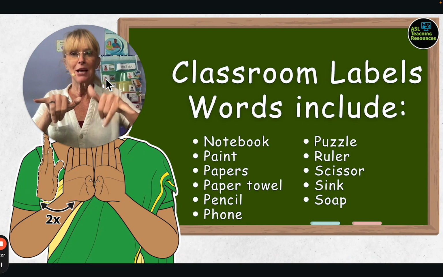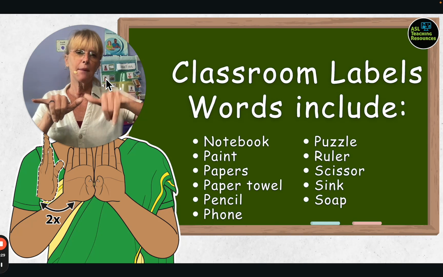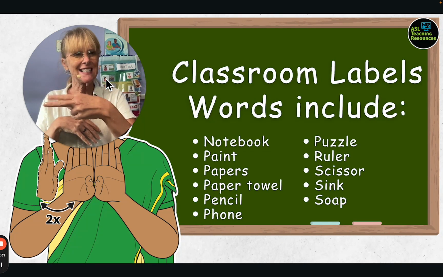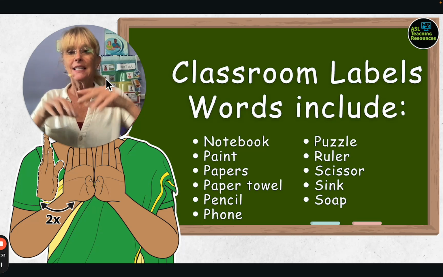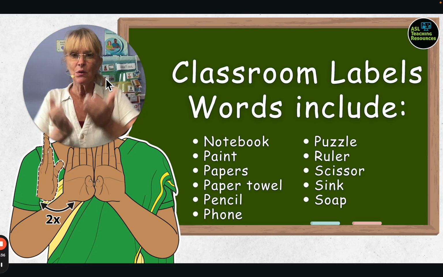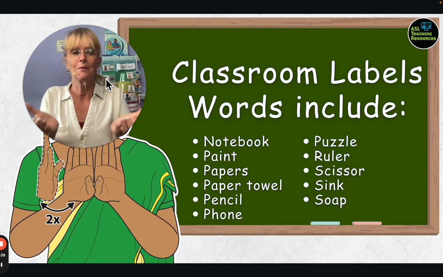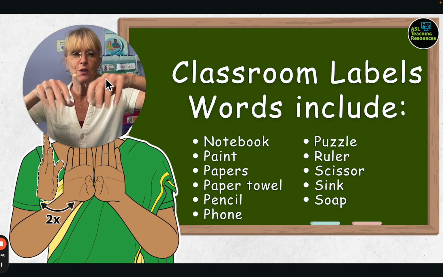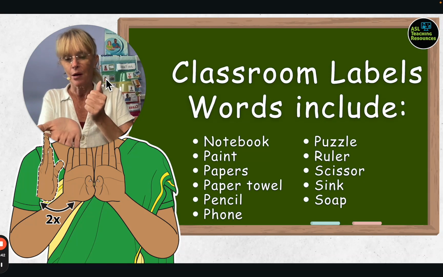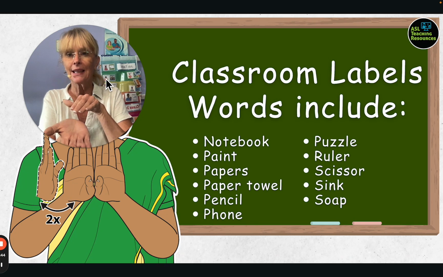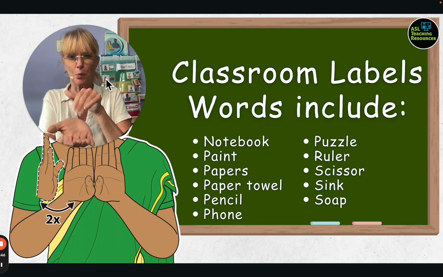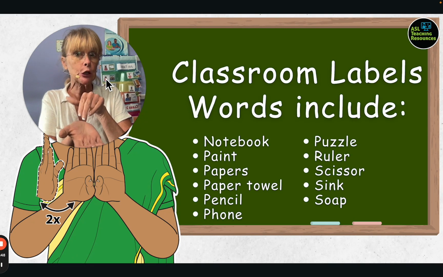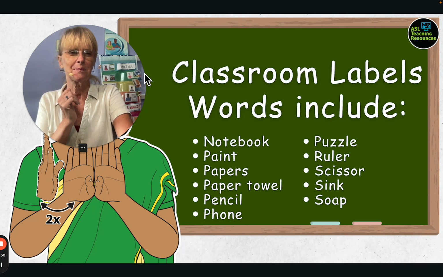Ruler, you are measuring. One hand moves. Scissors, really easy. Just go ahead and cut. Sink, turn the sink on, and there's the bowl. Okay, bowl, and do the knobs. Soap. Hold your hand like this, and you're going to go soap. Okay, this is butter, and this is soap.